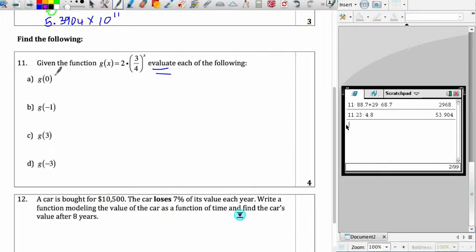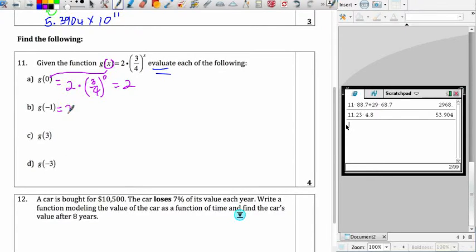So g of 0 means in the place of x we are going to substitute in a 0, and so we have 2 multiplied by 3/4 to the power of 0. You can type this directly into the calculator, or in fact use the graphing function on the calculator with the trace. In this case it's relatively straightforward, so we're just going to go ahead and do these calculations manually or in our head. So 3/4 to the power of 0 is in fact 1. Anything to the power of 0 is 1, and so we're left with 2 times 1, which gives us 2.